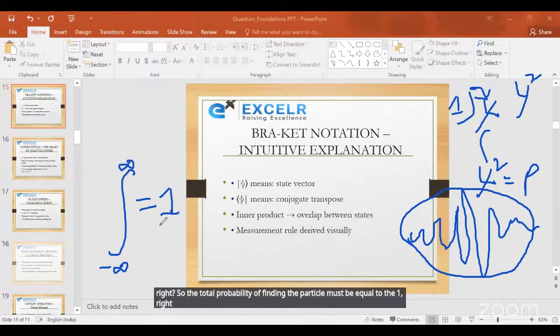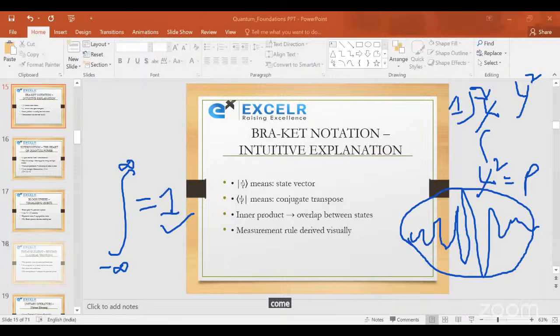This is a very important aspect. Because the total probability must come out equal to one, we need to normalize the Schrodinger wave equation solutions, that is, the probability of finding the particle.